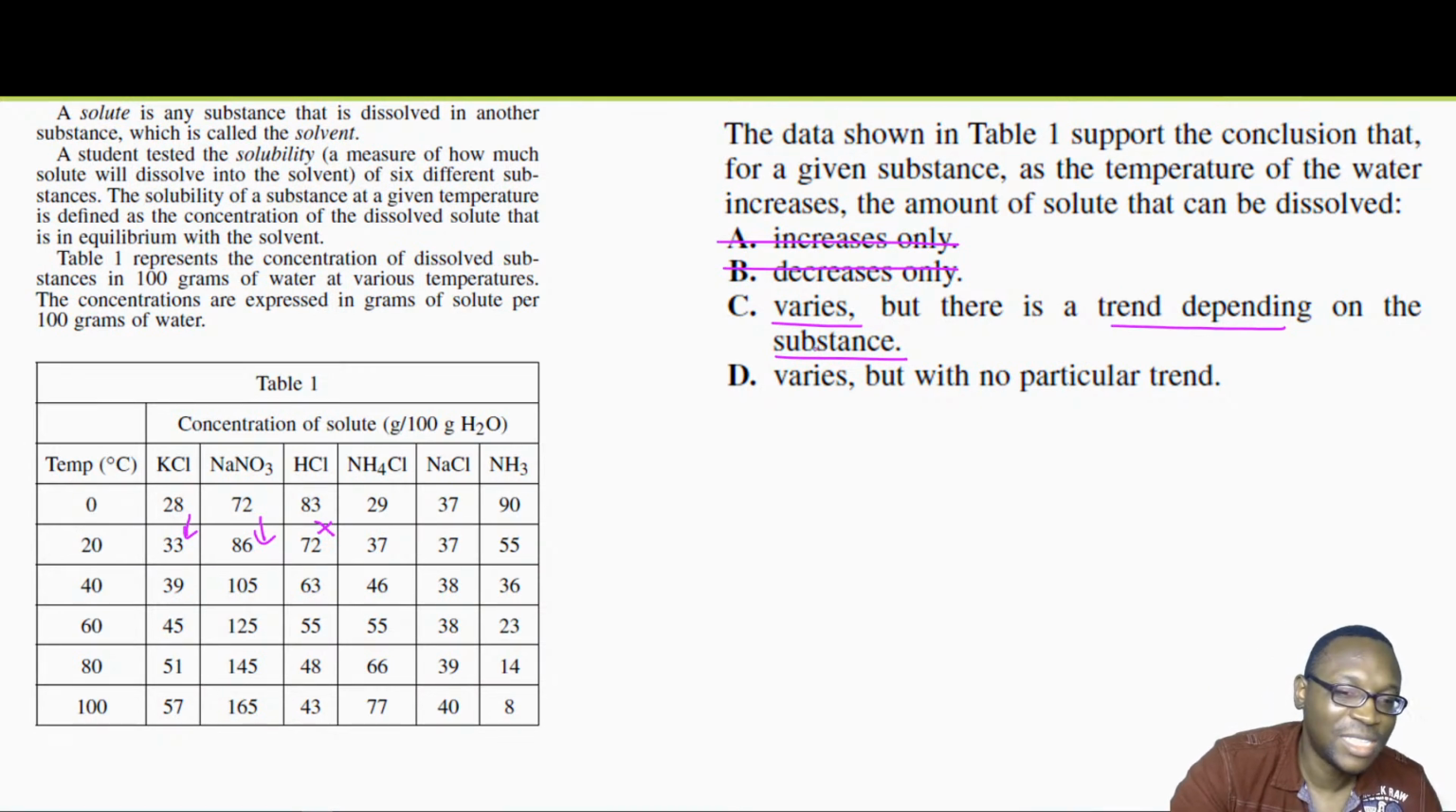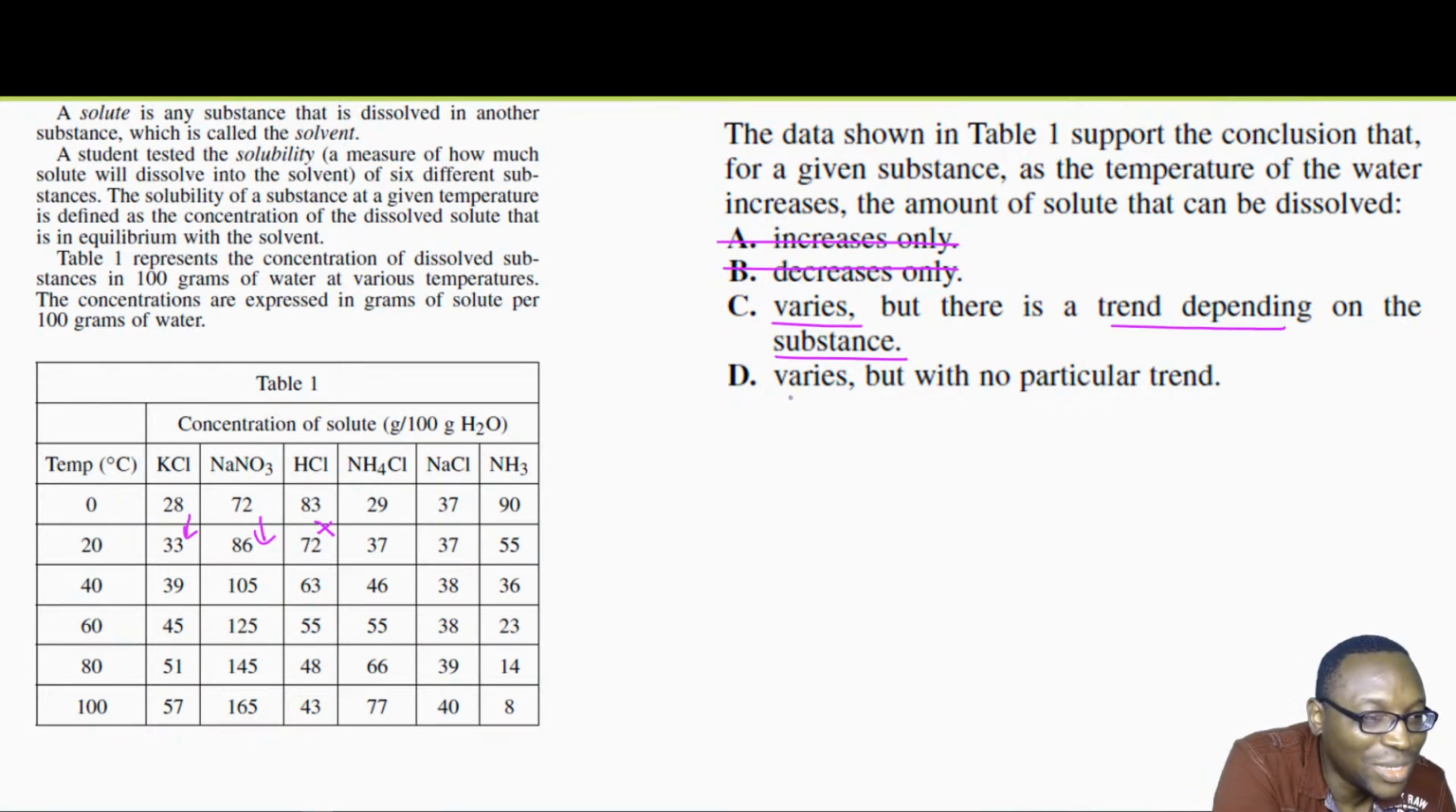That's the way you want to answer this type of question. There is a variation in behavior, but each substance behaves differently. And in its behavior, it's consistent in whatever behavior it exhibits. So that's why the answer is C.